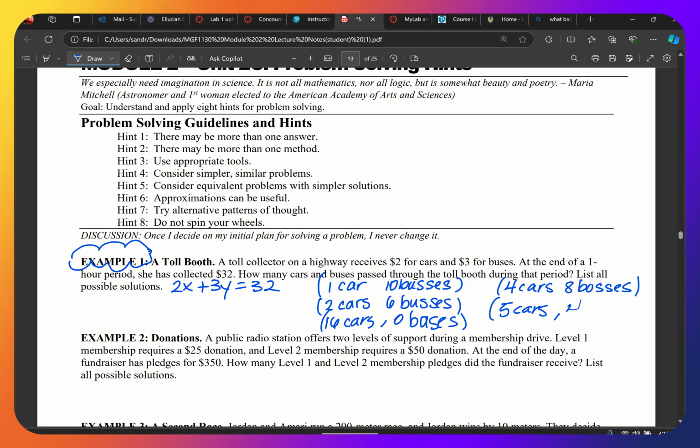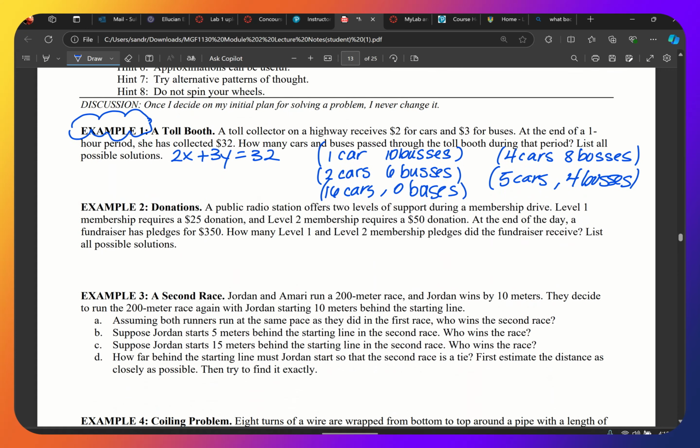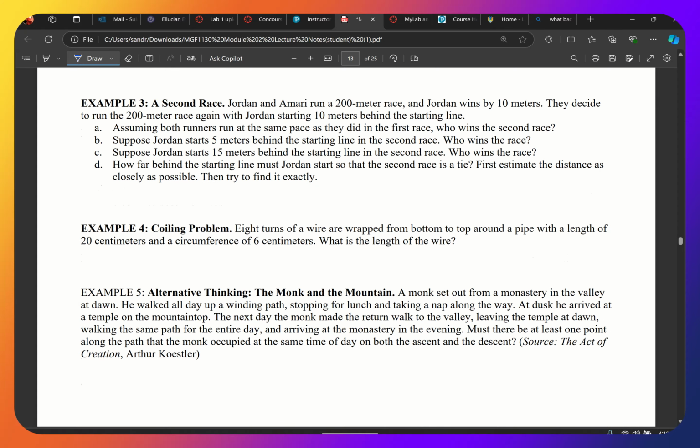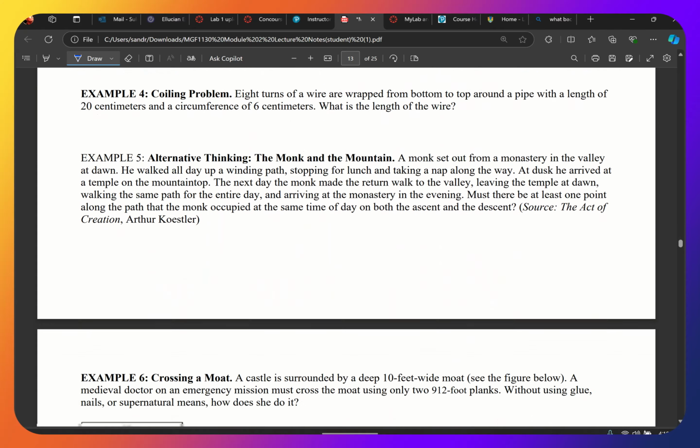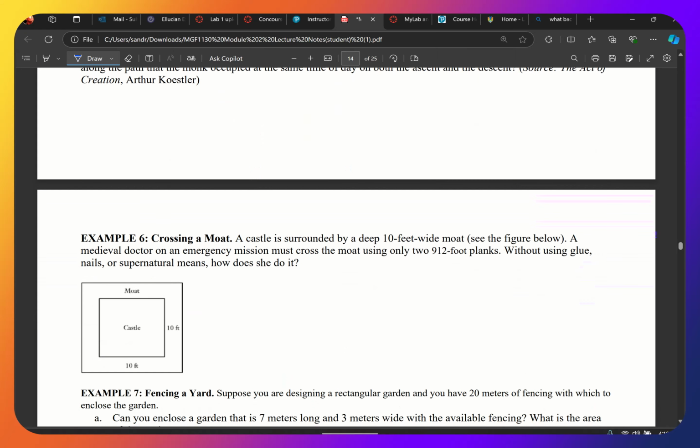All right, so we get the point, right? There's a bunch of possibilities. Multiple answers. You just have to problem solve through this. These are similar problems. They're asking for multiple solutions.